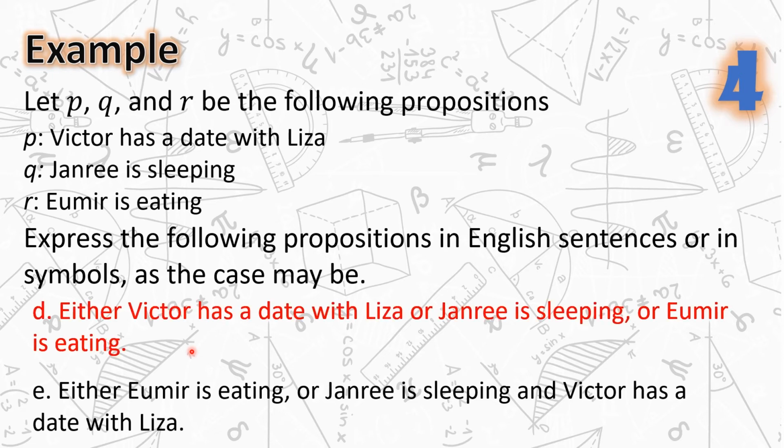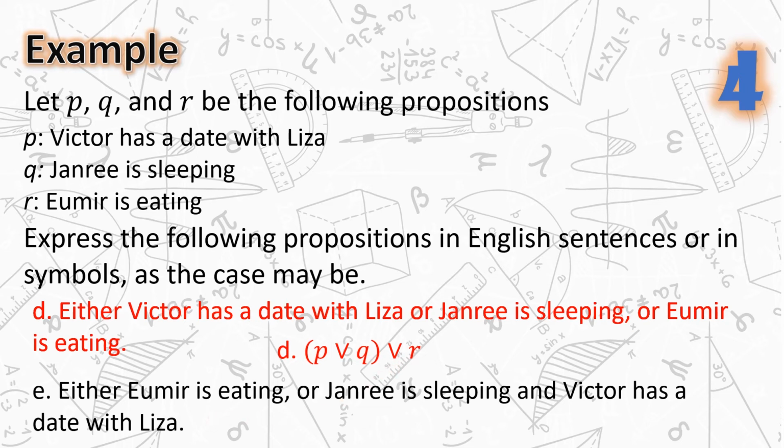Let us have letter D. That is P or Q or R. We have a comma before "or Yumir is eating," hence we may group "Victor has a date with Lisa or January is sleeping." So that is parenthesis P or Q, close parenthesis, or R.